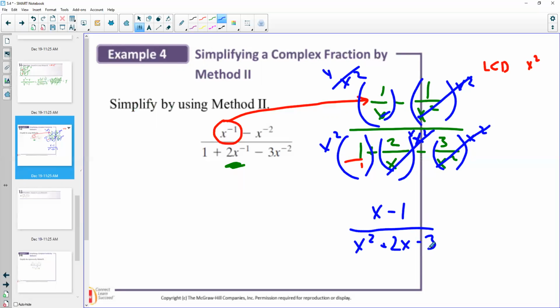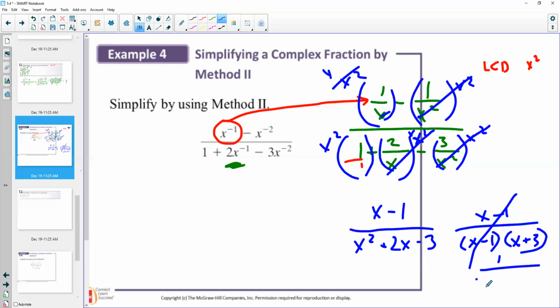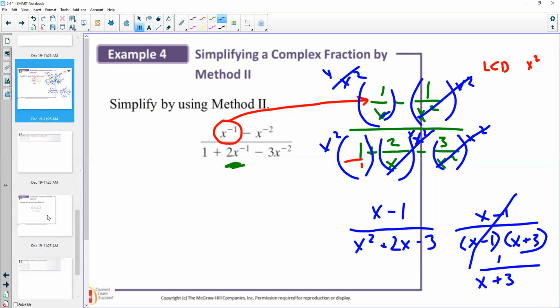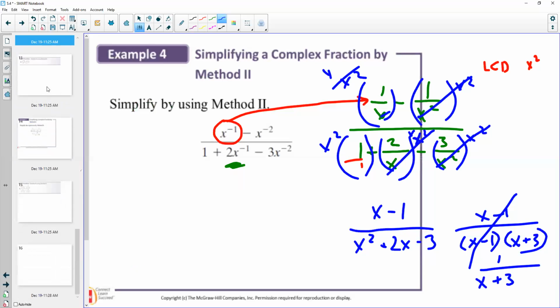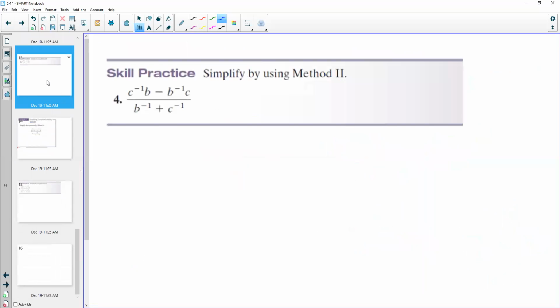Oh, well, we can factor the bottom, so let's do that. Multiply to negative 3, add to 2, so it's a positive 3 minus 1, x minus 1, x plus 3. Over underneath x minus 1, we see what cancels, so then we end up with 1 over x plus 3. Done. Okay, not as bad as it looks with those crazy negative exponents. Okay, but they're trying to scare you. Don't let it work.